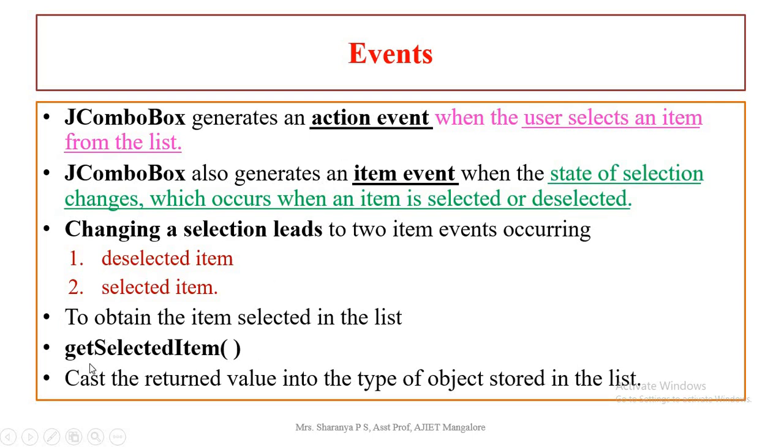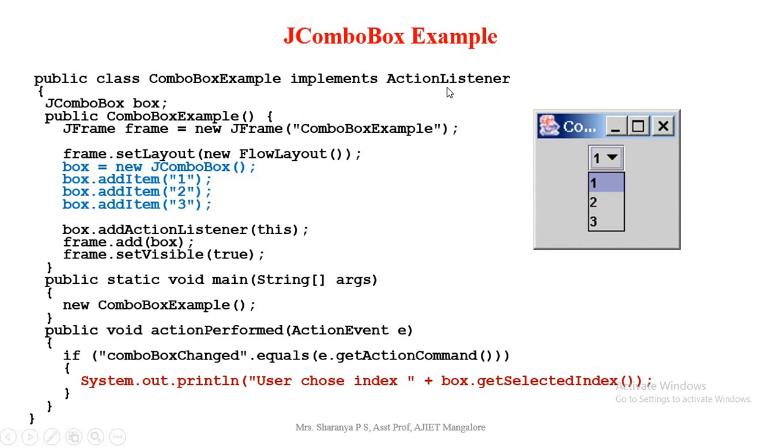Whatever the kind of event, if we want to find what item is selected by the user, we can use the method getSelectedItem, which will return the object which is selected by the user.